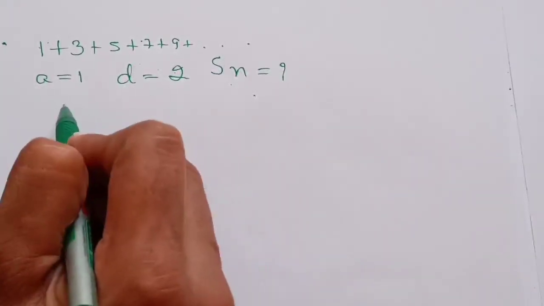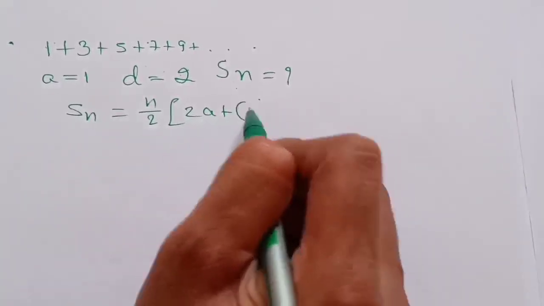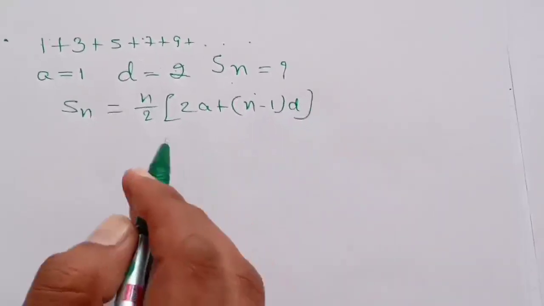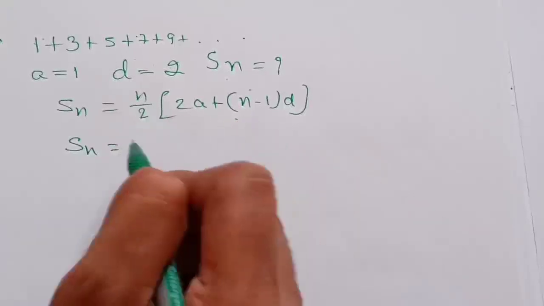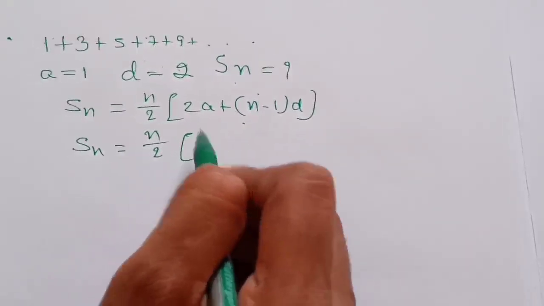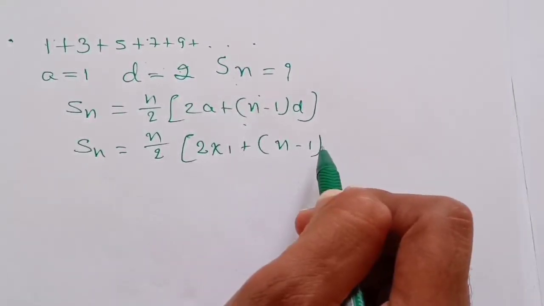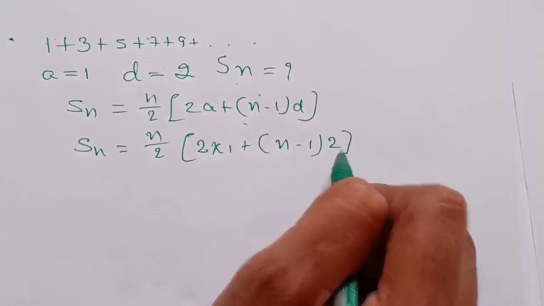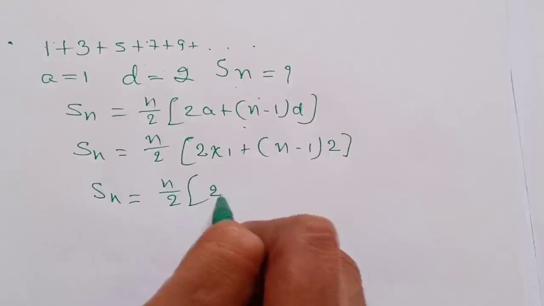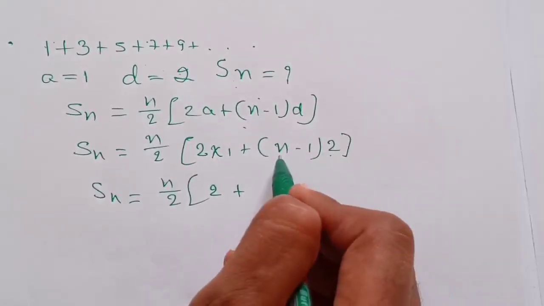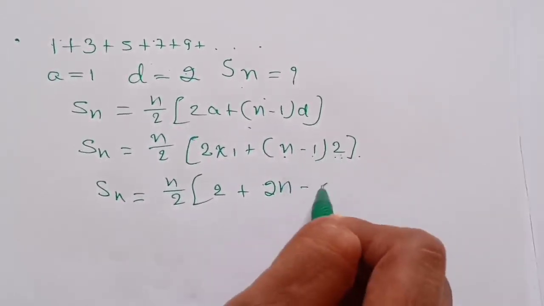So let me write. The formula will be Sn equals n by 2 into 2a plus n minus 1 into d. Now this is the formula. Let me apply the values here. Sn equals n, we don't know, n by 2 into 2, a value is 1 plus n minus 1 into d, d the common difference is 2. Sn equals n by 2 into 2 ones are 2 plus 2 multiplied by n and 1, so 2n minus 2 ones are 2.